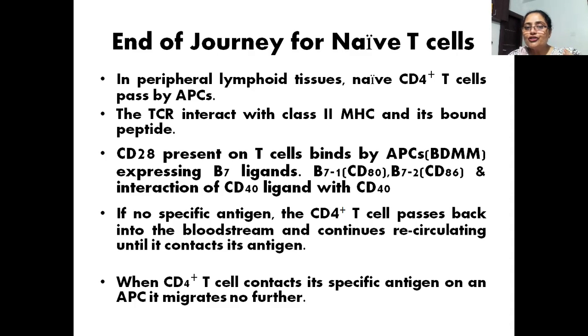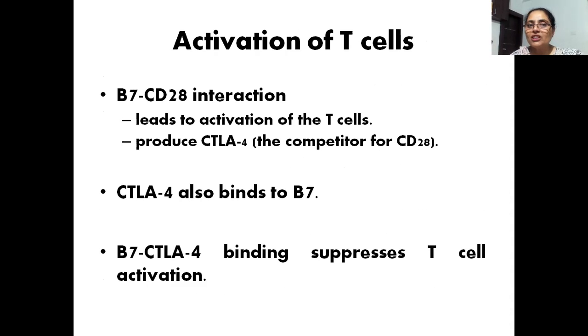So when CD4 comes in contact with specific antigen, it migrates no further, it stops there. Now the journey of the T cell has ended and activation of the T cell has taken place. That was because of B7 and CD28 interaction, which, as I already told you, leads to the activation of the T cell. One more thing happens here: CTLA4 is also produced by B7 binding. Once B7 and CD28 bind together, this complex also instructs the production of CTLA4. What is CTLA4?